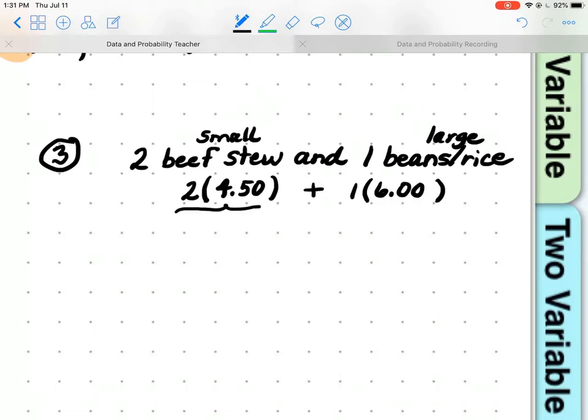So 2 times 450 is 9. Or you can add your zeros. Your calculator won't, but that's $9. Plus 1 times $6 is 6. So $9 plus $6 is a grand total of $15. And that is option C.